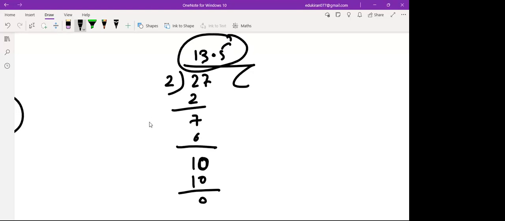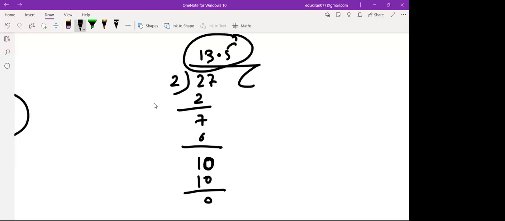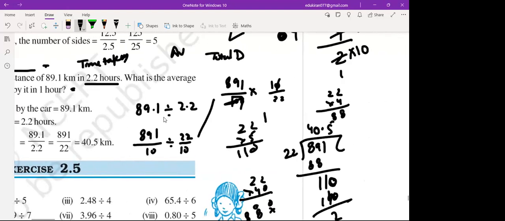Ma'am, so we can further solve it until 0? Yes. In some cases, you will not get the actual answer. Then leave it after 2 decimals. Okay. Now in this scenario, see.